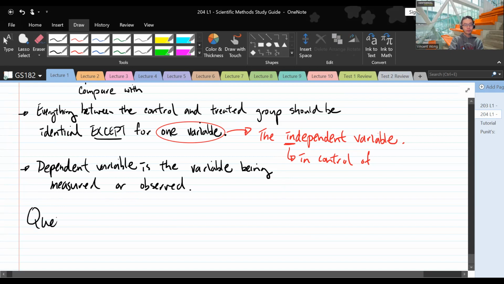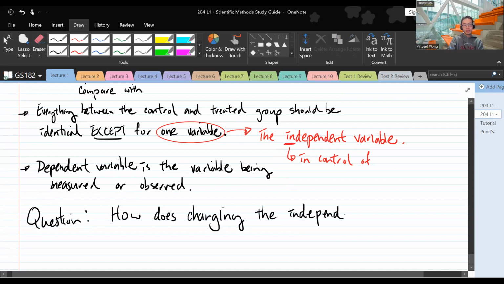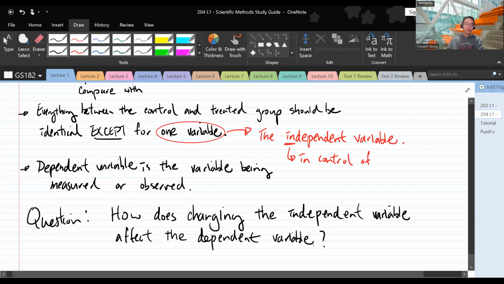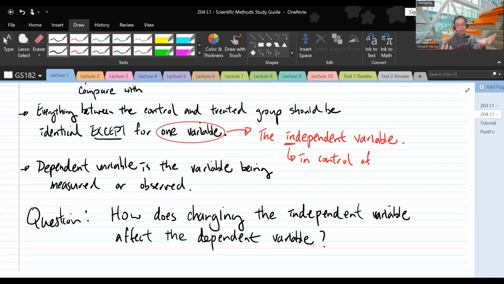So the question that you're trying to address is, how does changing the independent variable affect the dependent variable? Maybe it doesn't. Maybe it doesn't affect it at all. Then you would expect the same outcome in the control group versus the treated group.